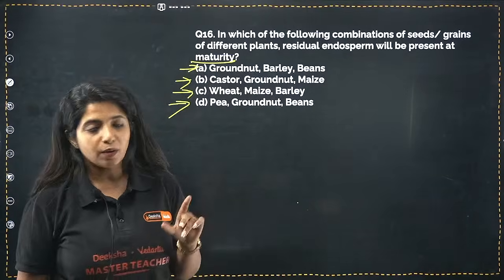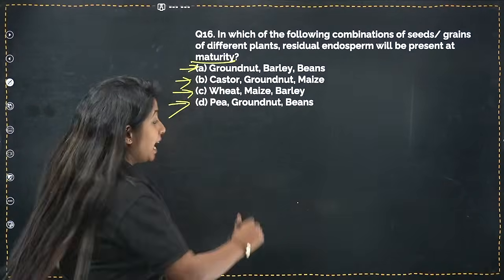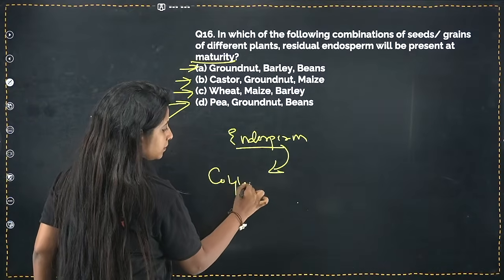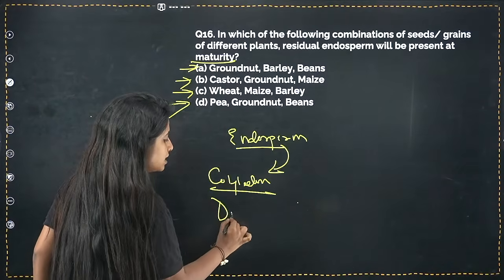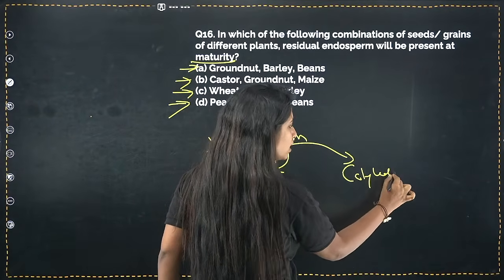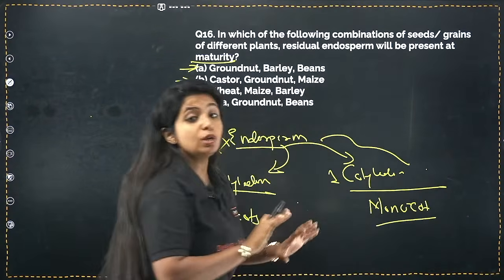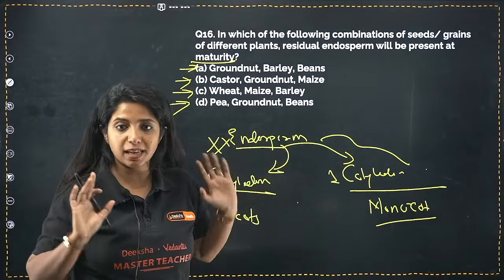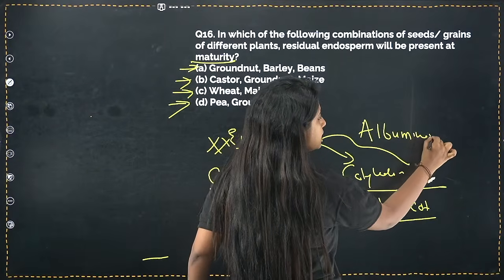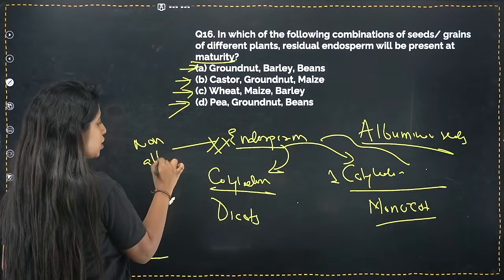Okay, so listen to me carefully. What is the question? Which of the following combinations of seed grains of different plants have residual endosperm left? When endosperm is there in some of the plants, it is being used up for the formation of what? Cotyledon. And usually we say that it is dicots where you do not have any endosperm left behind. On the other hand, some plants make only one cotyledon and the rest of the endosperm still persists. Usually this is associated with monocots. You need to remember the term usually; in some cases there can be exceptions as well. Whenever some amount of endosperm is persisting, we call them albuminous seeds. You have to find the plants which have albuminous seeds. The ones that do not have any endosperm are called non-albuminous seeds.